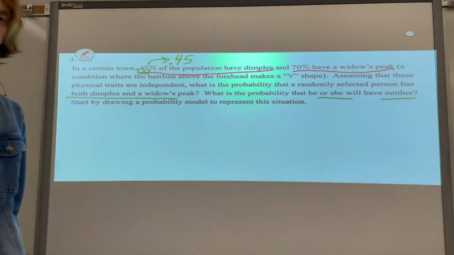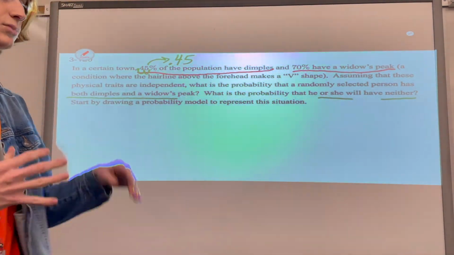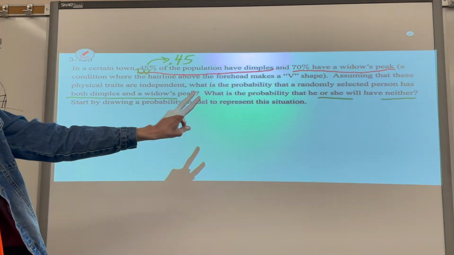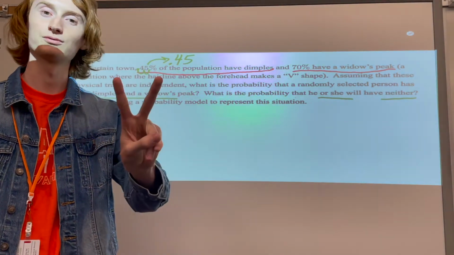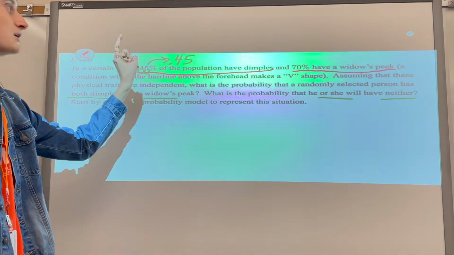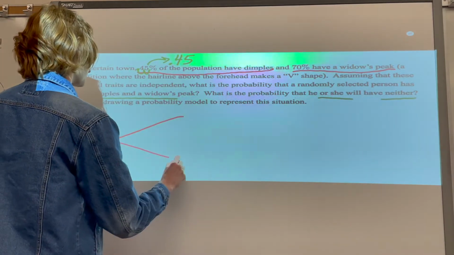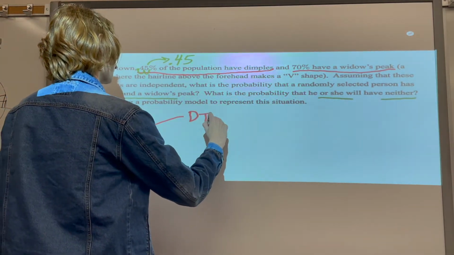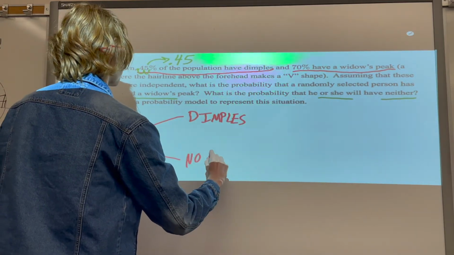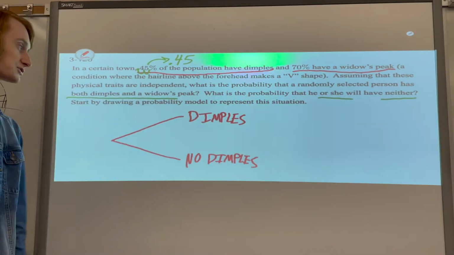So for a tree diagram, we always need to check how many opportunities do we have for each part of the problem. So for the first part, we have 2 options. Actually, let's start with dimples, sorry. We can either yes have dimples, or do not have dimples, right? So I'm going to start my tree diagram. I'm going to write dimples here, and then no dimples. Okay, so those are my 2 options.